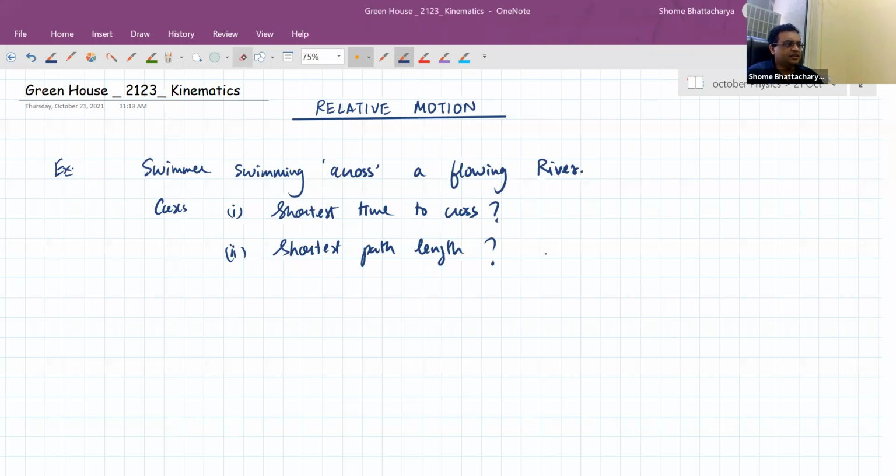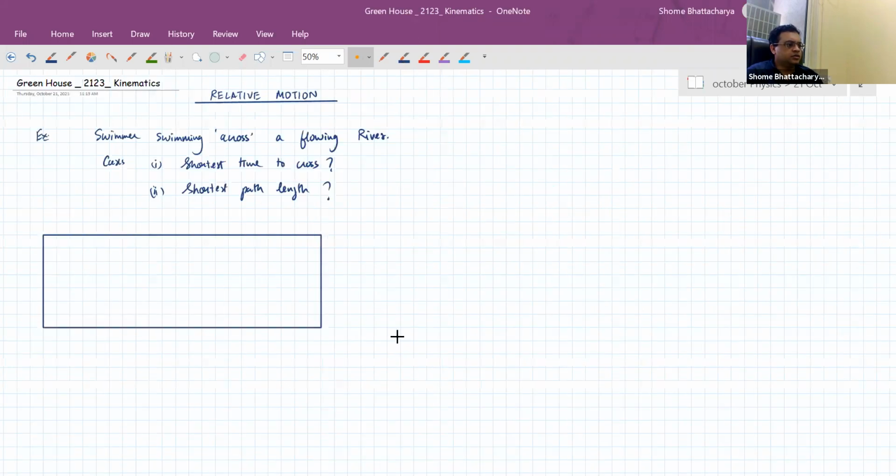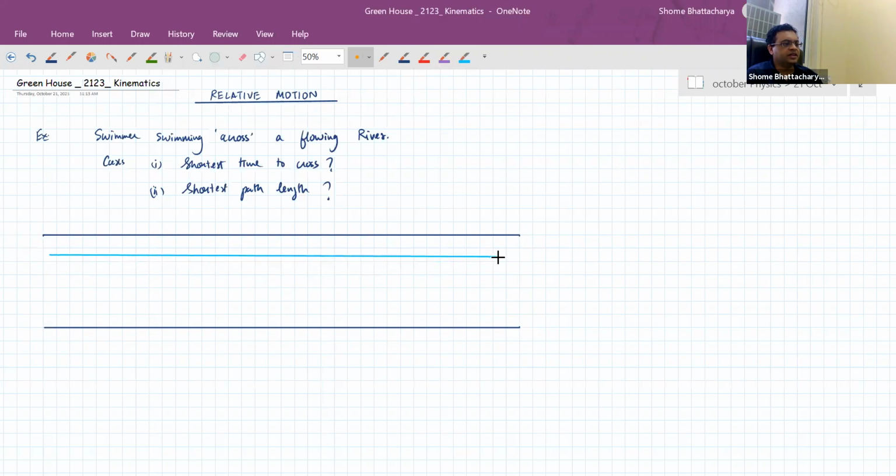So we have indirectly discussed this, but we'll discuss a little bit in detail about this situation. So this being the standard situation, if this is a river of a given width with the water flowing at a certain uniform velocity along straight lines.